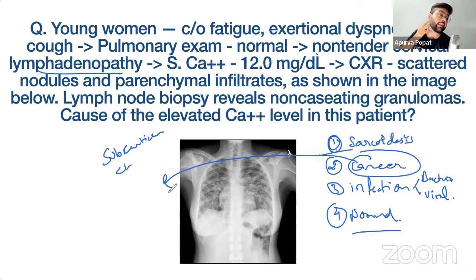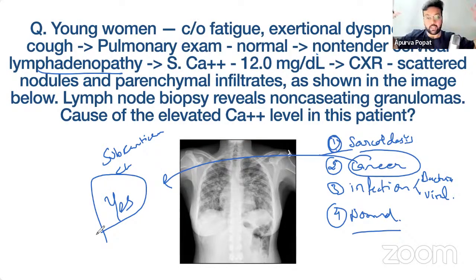And if I say there is an enlarged lymph node that is fixed, that is not moving, what do you think? Is it cancer? Enlarged lymph node which is fixed, which is not moving, is it cancer? The answer is yes. Possibly cancer. If it is fixed, we are thinking about cancer.